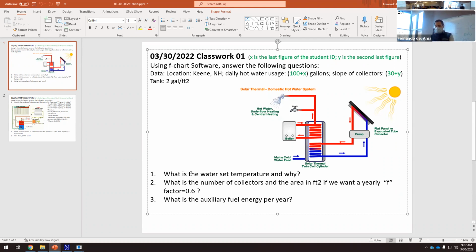And now, what is the number of collectors and the area in square feet if we want the yearly F factor of 0.6? And finally, what is the auxiliary fuel energy per year? We have to open F-Chart.